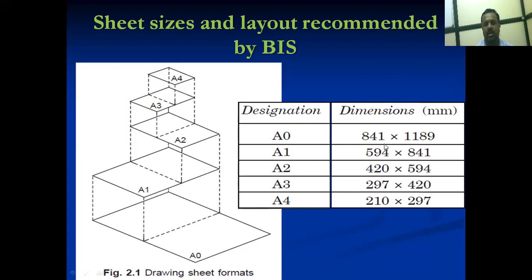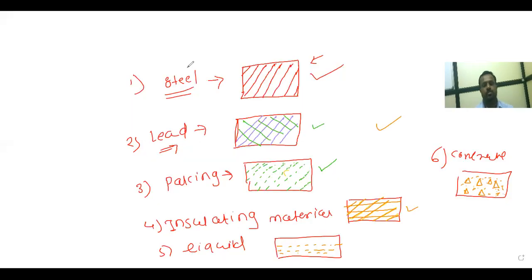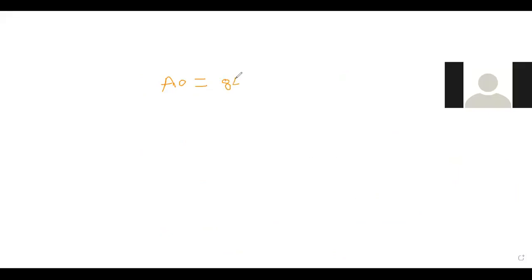Okay, please remember 841 into 1189. It will be the standard dimension for the A0 size. Now we will calculate the dimensions for the remaining sheets. So please tell me how to calculate. First of all, we will write down the dimension for the A0 sheet. What is the dimension? Yes, 841 by 1189.